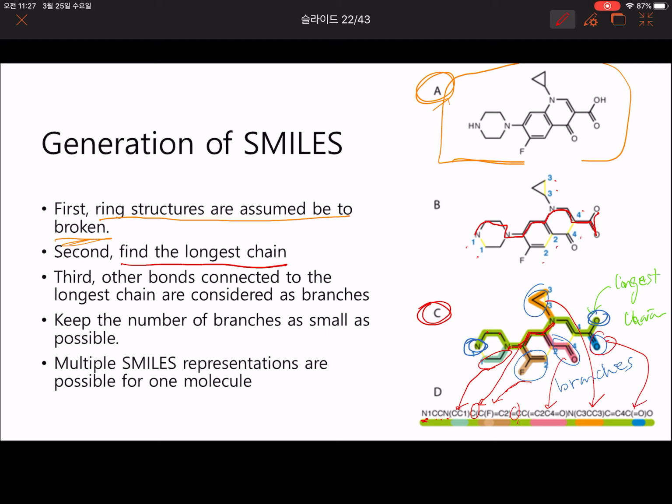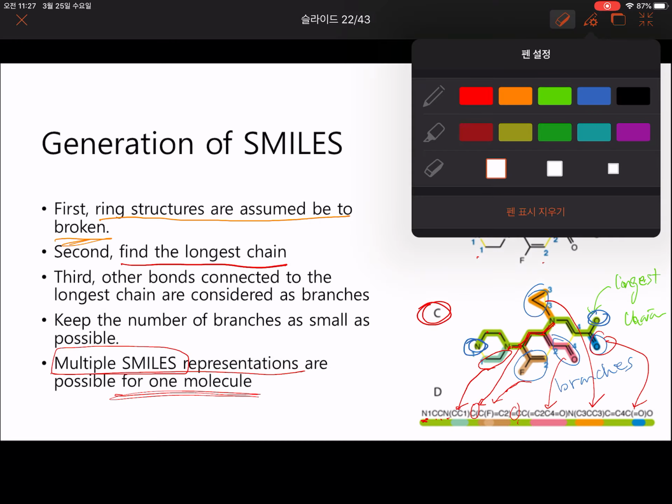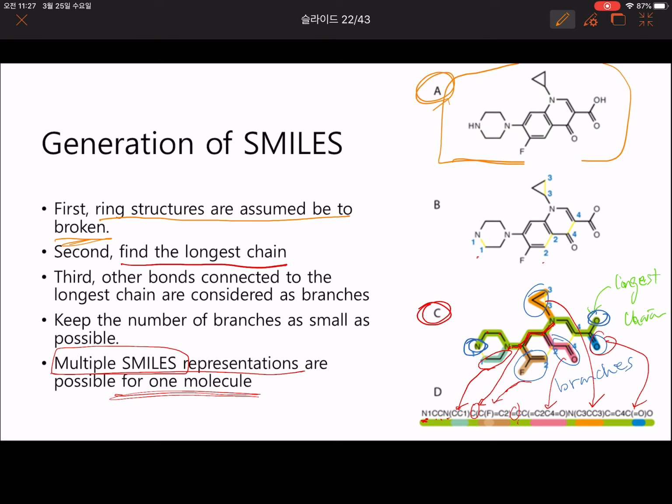As I said in the previous slide, multiple SMILES representations are possible for one molecule. When you break the ring, especially when you break a cyclic structure, you can break here, or here, or here, or here. So they are arbitrary. So there can be multiple SMILES representations for one molecule.